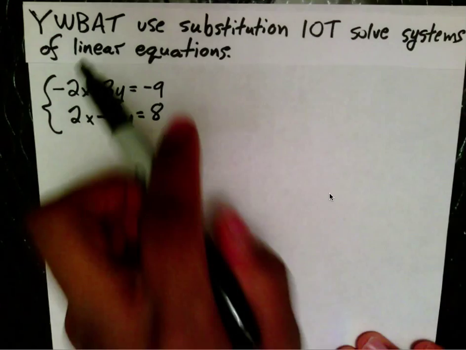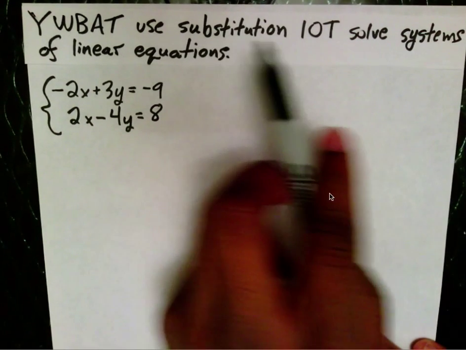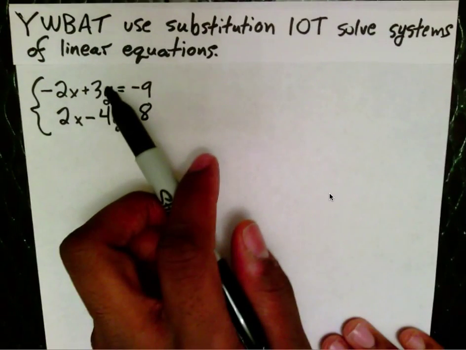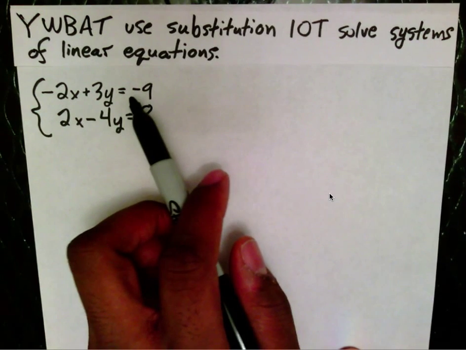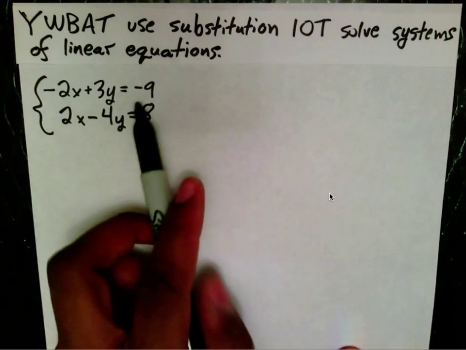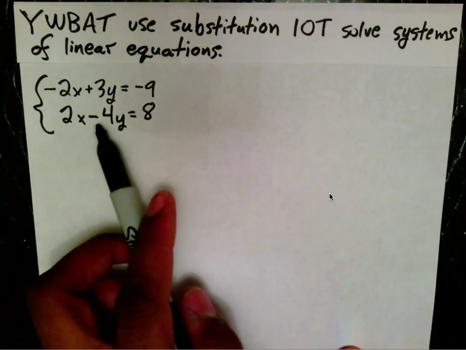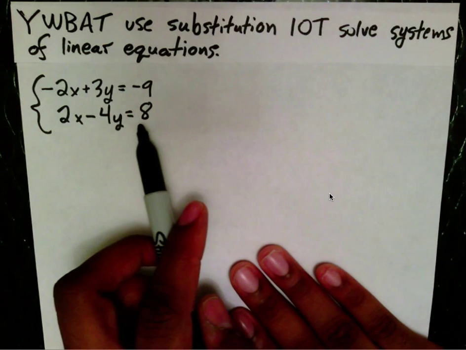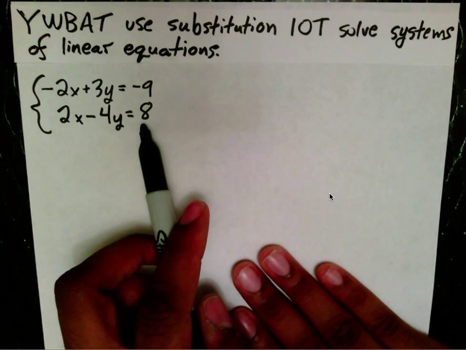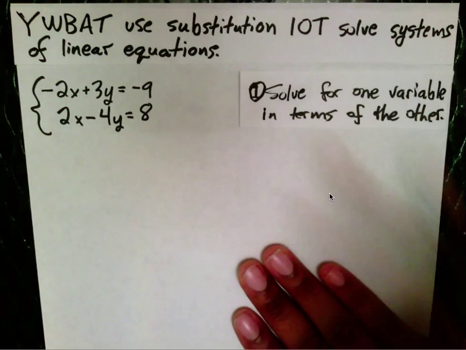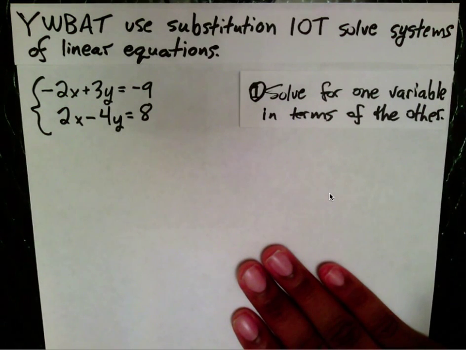After this video, you will be able to use substitution in order to solve systems of linear equations. And now we're going to try a more challenging one. Here's my system of equations: negative 2x plus 3y equals negative 9 and 2x minus 4y equals 8. Where do these lines intersect? What is the solution? So my first step: solve for one variable in terms of the other.